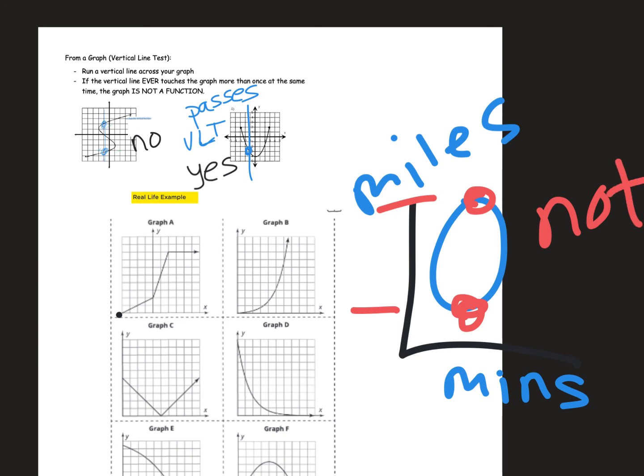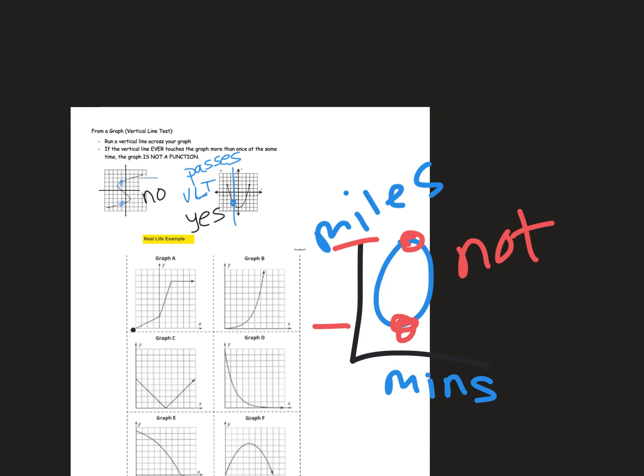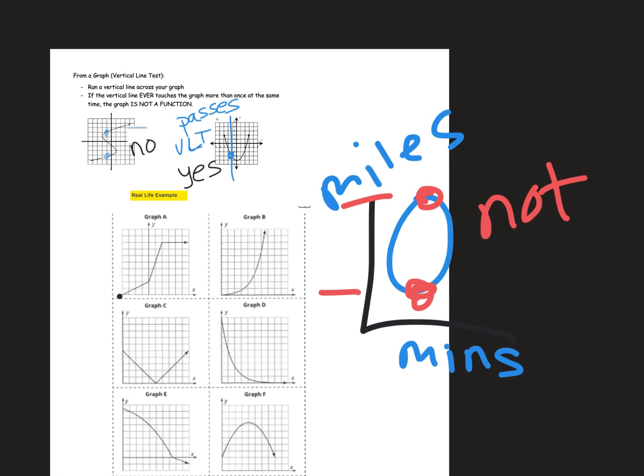Because if this were your number of minutes you've been walking, and that's your number of miles, because you know time usually always goes on the x-axis, you can't be in 2 places at once. So that is why every real life situation will always be a function. So that's another way to think about it. If you can think of a real life situation that would represent that graph, it's always going to be a function, because if it can happen in real life, it's definitely a function.